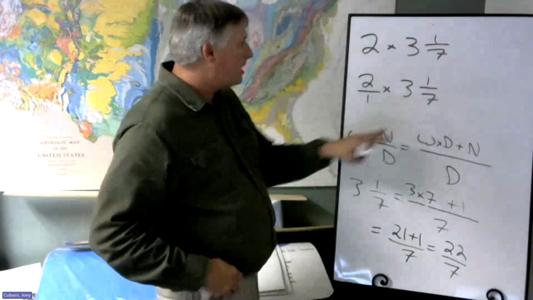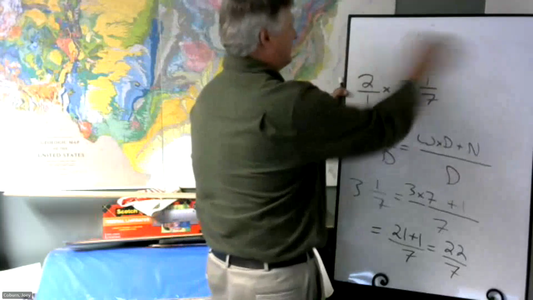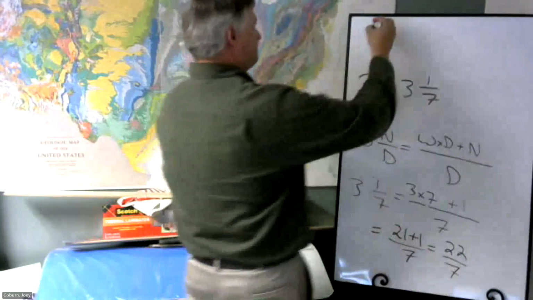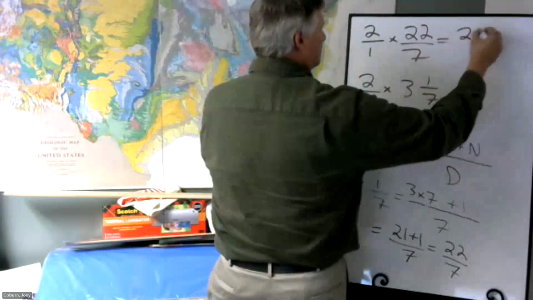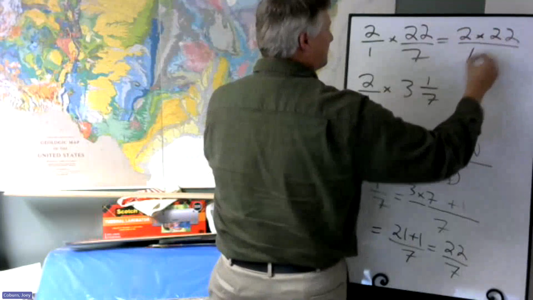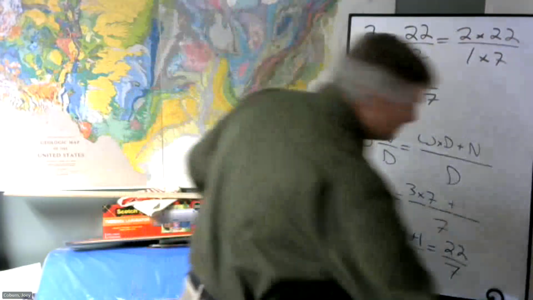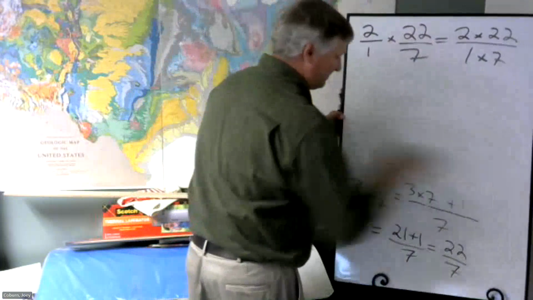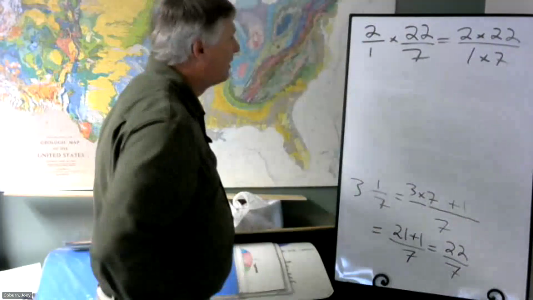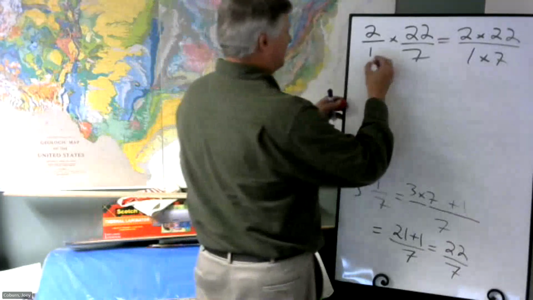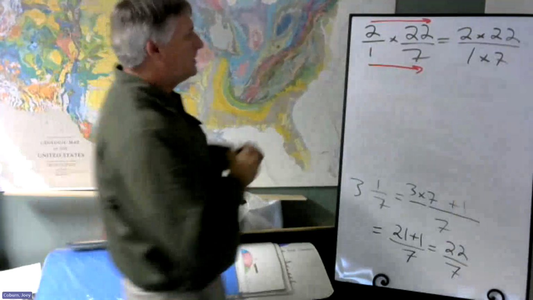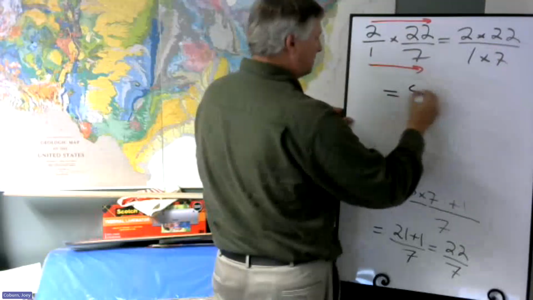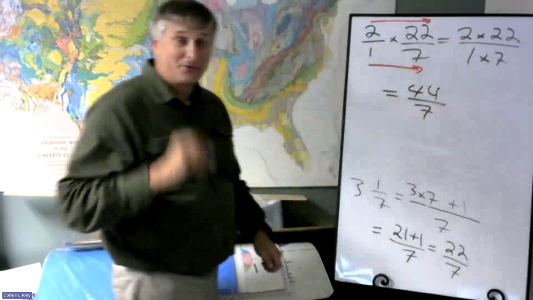So now we've changed our problem from this to that. And now we multiply across. Or directly, I should say. Like that. So we get 2 times 22 is 44. 1 times 7 is 7.